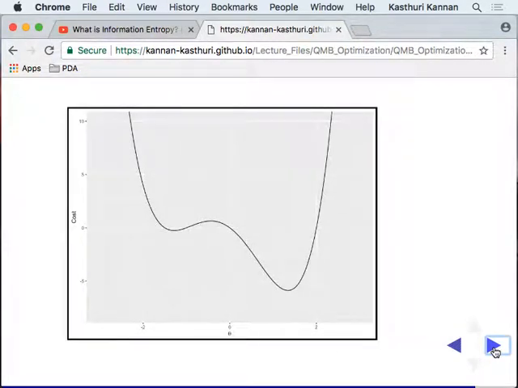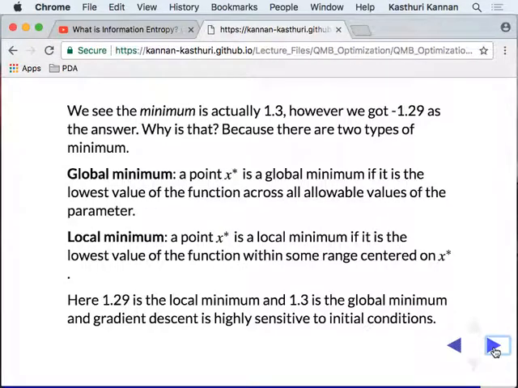Is it good? I got minus 1.29 as a minimum. What's the problem here? It's not the minimum, right? So this is a huge problem. The thing is, we have two types of minimum, one is a global minimum and the other a local minimum. One of the toughest problems in optimization comes from having multiple minima.